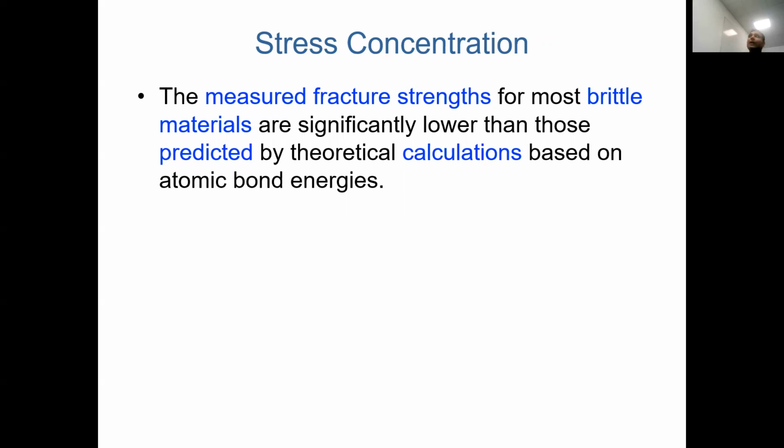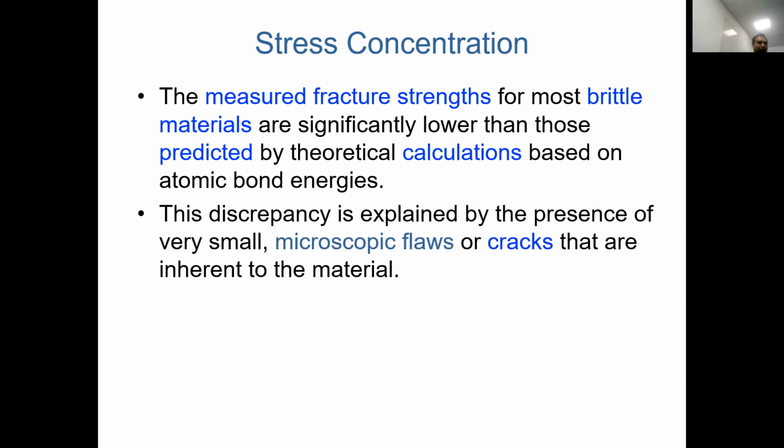Now, when we have a look at brittle material, we can do the theoretical calculations. Based on the theoretical calculation, we can find out at what stress, at what load the material is going to break. But when we do real-life experiments, they fail at much lower stresses or at much lower forces.